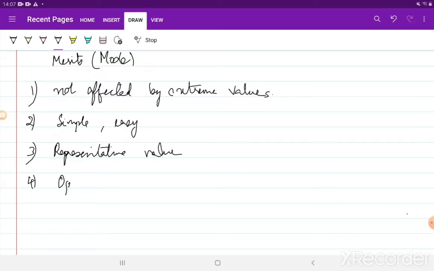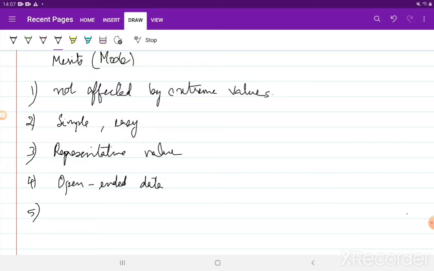It can be used for open-ended data, right? We are only dealing with the central class or the central value, so open-ended data does not pose a problem for calculation or location of mode.